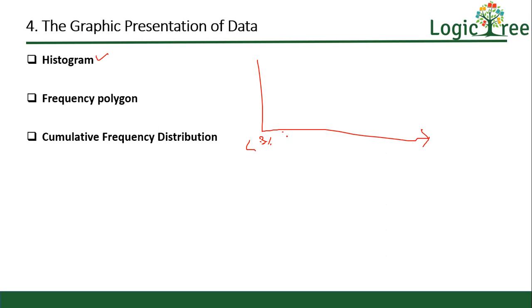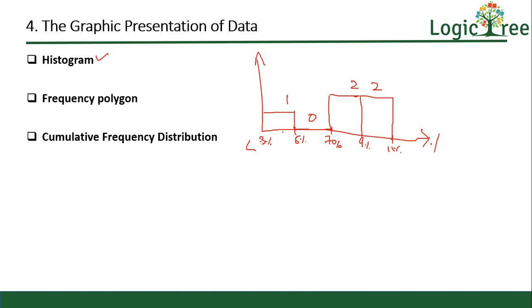Let's say in the previous case, for less than 3% we have 0 frequency. For 3 to 5% we have 1 frequency. For 5 to 7% we have 0 frequency. For 7 to 9% we have 2 observations. For 9 to 11% we have again 2 observations. So this is my histogram.